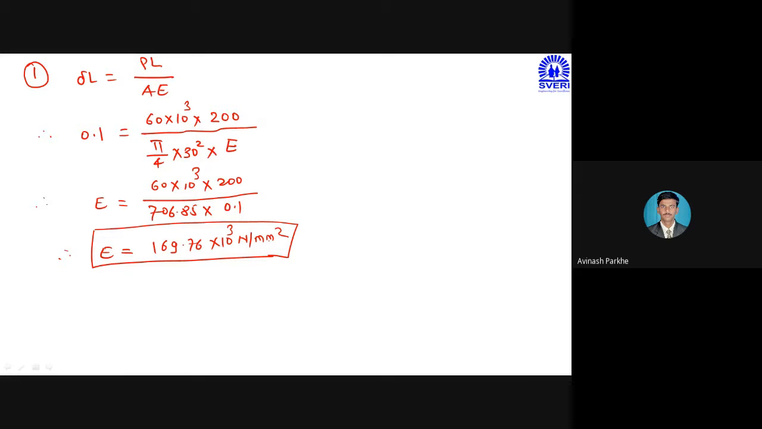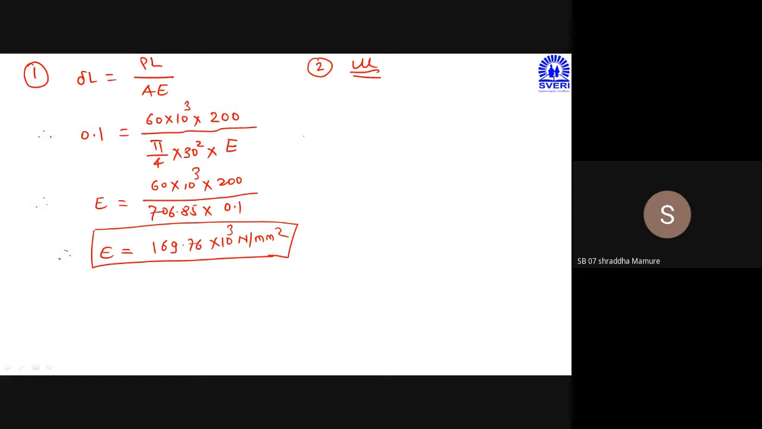169.76 into 10 raised to 3 Newton per mm square. So this is the Young's modulus E. Do the calculations. We have to use the deformation formula delta L is equal to PL upon AE. Now we have to calculate the second parameter mu, Poisson's ratio.